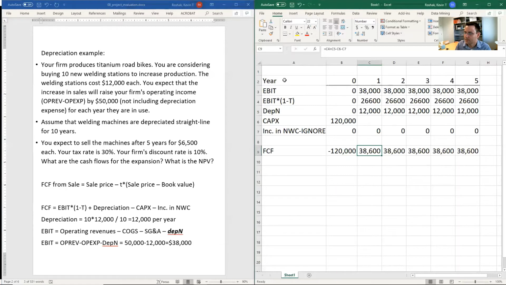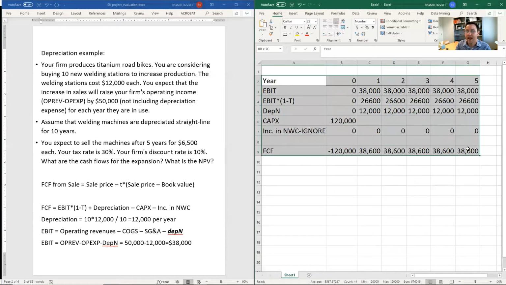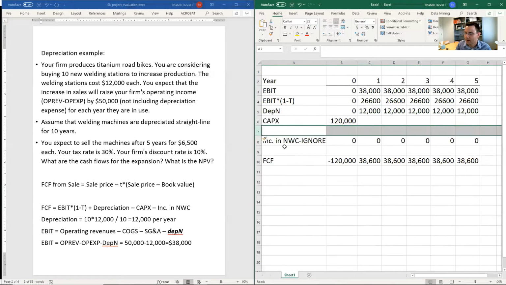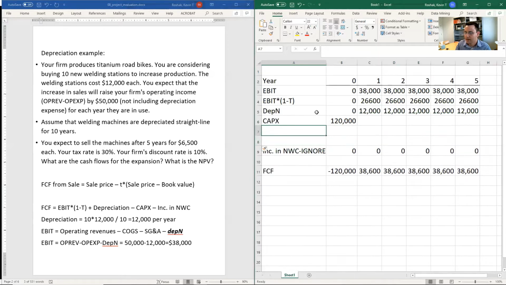So what I'm going to do is take this table here and add an extra row, let's just add it to the bottom here. We don't care about this net working capital, but we do care about the book value of the welding stations. Just call it PP&E in this case, just kind of more generic. We need to know what this thing is going to be when we sell it at time 5.